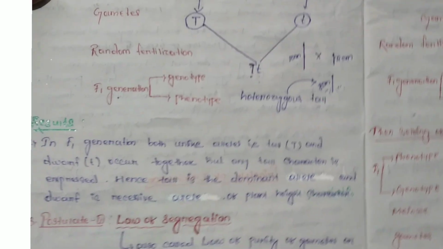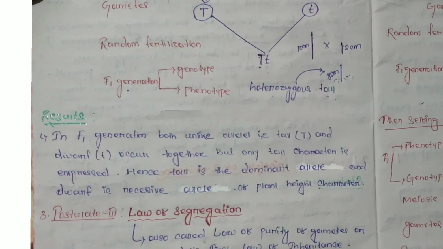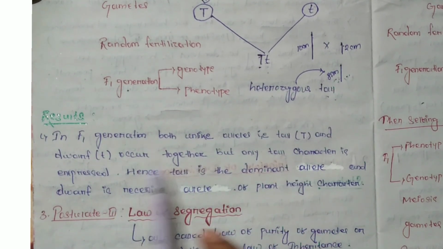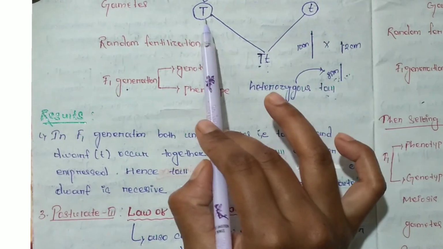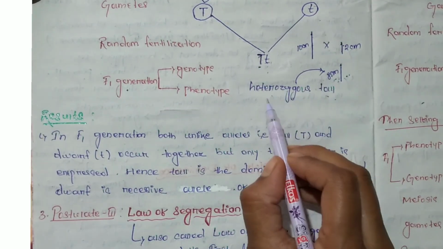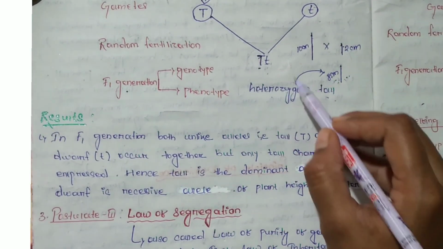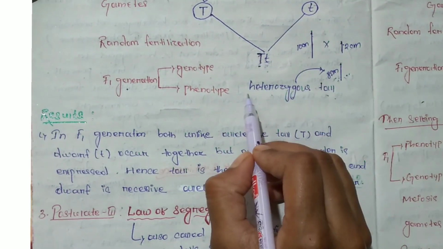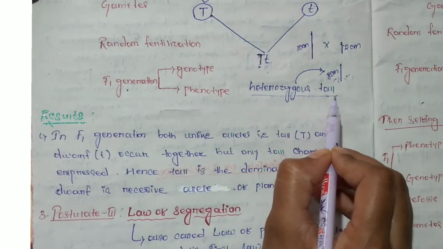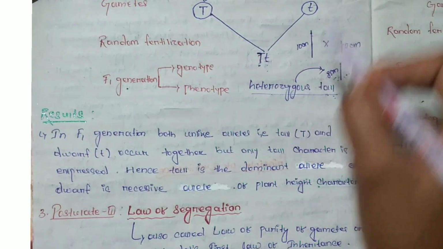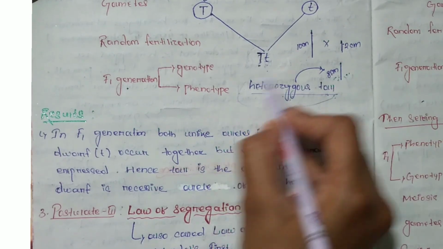Here are some results given by Gregor Mendel. In the F1 generation, both unlike alleles, tall and dwarf, occur together, but only the tall character is expressed. The tall and dwarf gametes are fused, and both appear in the F1 generation, but only the tall character is expressed. The tall character is dominant; it suppresses the dwarf character. Hence it is known as heterozygous tall, because we do not get the exact size of the pure breeding tall pea plant in the F1 generation.